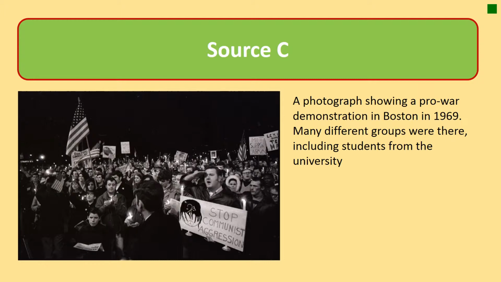The second source we've got is a picture, and it's source C. It's a photograph showing a pro-war demonstration in Boston in 1969. And it shows that many different groups were there. We can see younger people here. We can see the kind of working class, the older people here. And there's a key focus, which actually is in the first source we looked at, which is about stopping communist aggression. And here you can see the man is saluting, so he might be a veteran.